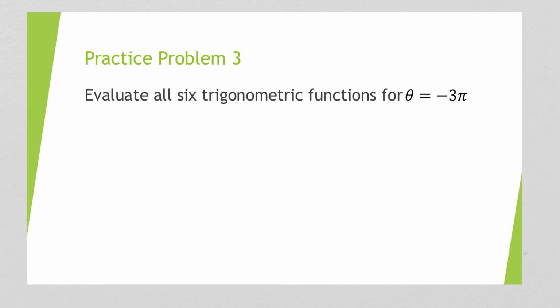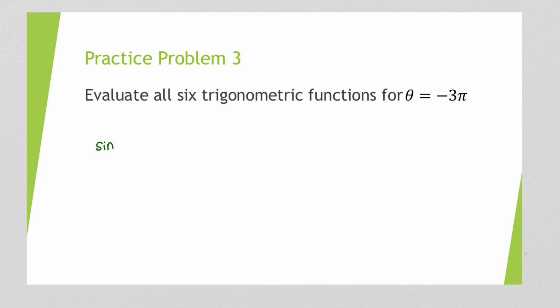Evaluate all 6 trigonometric functions for theta equals negative 3 pi. Now I throw you for a loop here because number 1, it's a negative angle. Number 2, you go all the way around the circle and a little more. But that's okay. And then number 3, some of these might be undefined. So I want you to think about that.